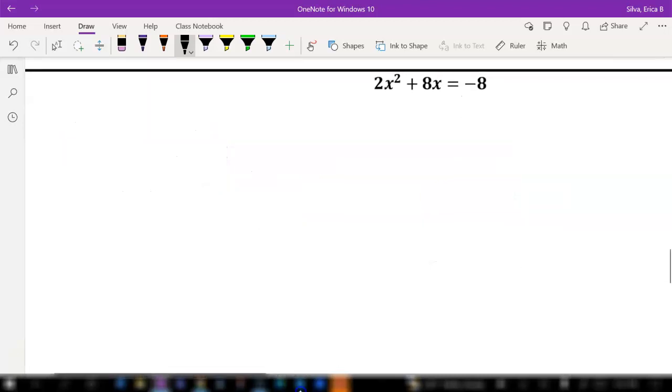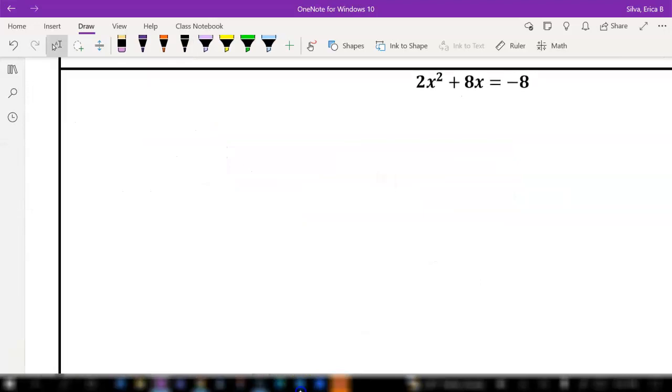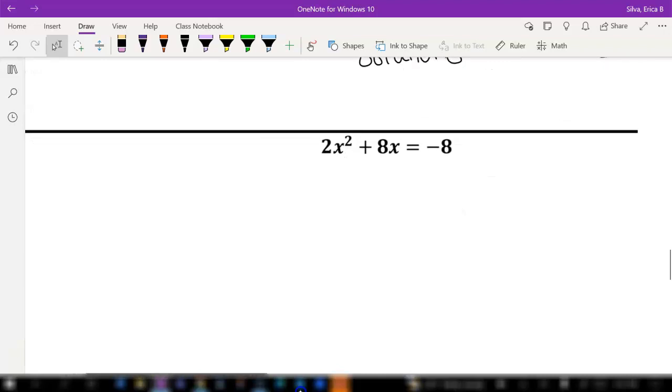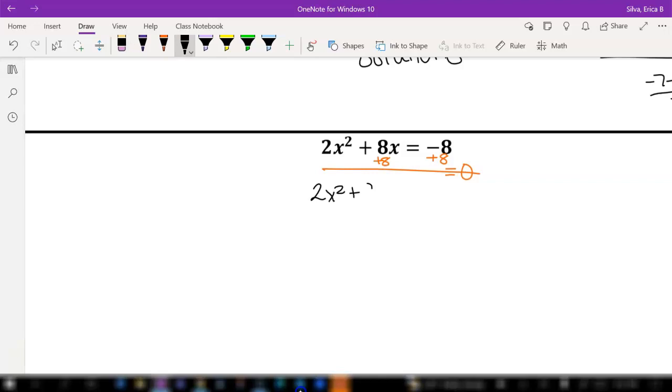Let's look at our next equation. Now notice how this one is not in standard form, so let's go ahead and put it in standard form. In order for it to be in standard form, we want to make sure it's equal to 0. We want to add 8 to both sides of the equation. We end up with 2x squared plus 8x plus 8 equals 0. Double check that it's in standard form, and it is.